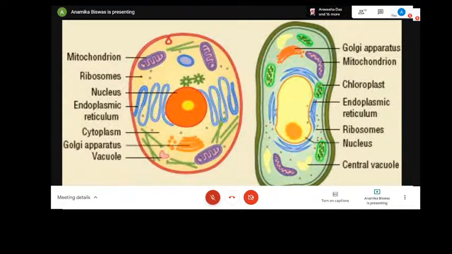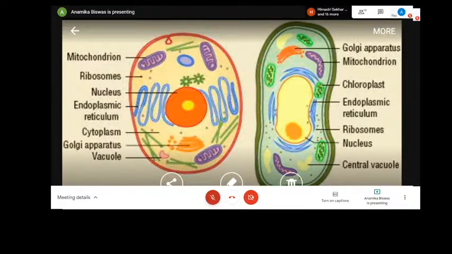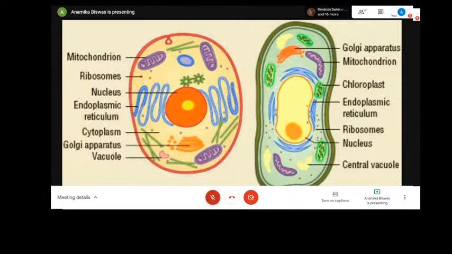Then another difference is plastids. In animal cell, plastids are absent. In plant cell, plastids are present. Then other structures are almost similar. That means mitochondria, Golgi apparatus, endoplasmic reticulum, ribosomes, all these are present in both eukaryotic cells, plant cell and animal cell.